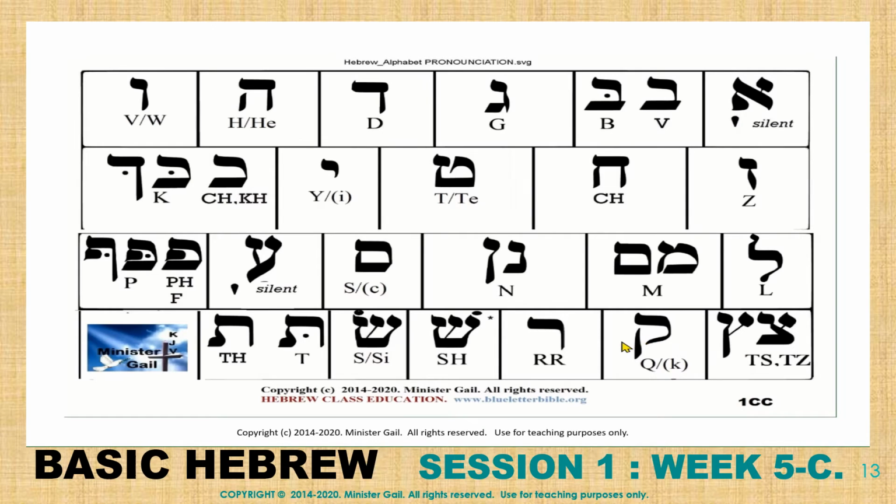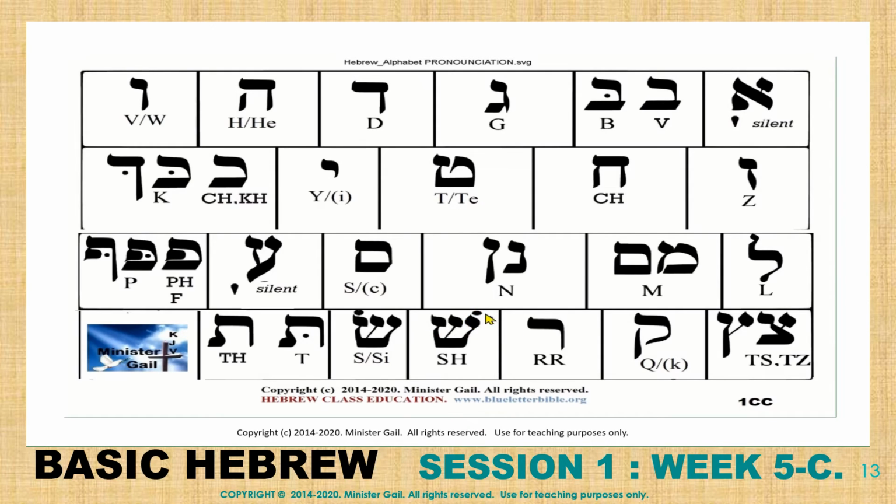Q, for queen, bride, woman. Q. R for Resh. Sometimes they'll write double letters in the word. That means an emphasis.